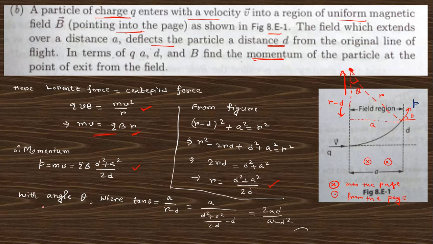With this angle theta, you can see this is the value, and if you want to find the direction, it is like that, where this angle is theta, and tan theta can be written as height by base. So height is a, and base is r minus d. Put the value of r and just calculate, you will get this expression.